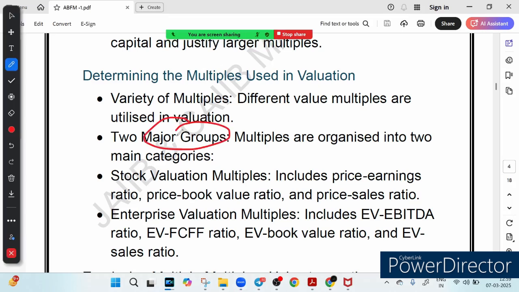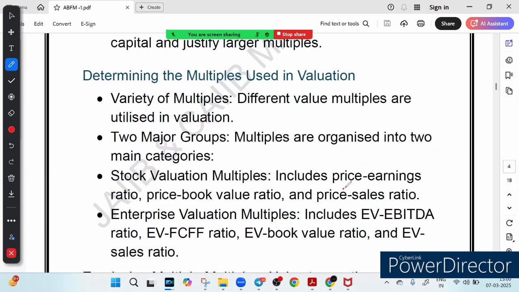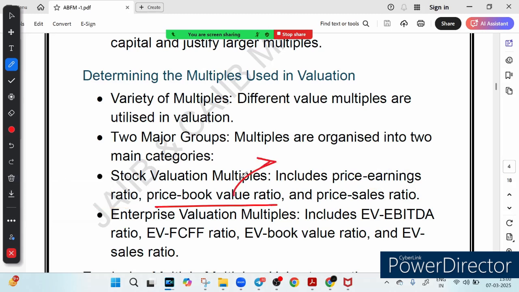The first is called stock valuation multiples. What does it mean? These focus on the company's share price in relation to a financial metric. The common ones are the price earnings ratio, in short the PE ratio. You know what it is? A company's stock price to the company's profit. Earning is just profit, and price is the company's stock price. Then the price to book value ratio, which compares the stock price to the company's net asset book value. Price to sales ratio means comparing stock price to total revenue.